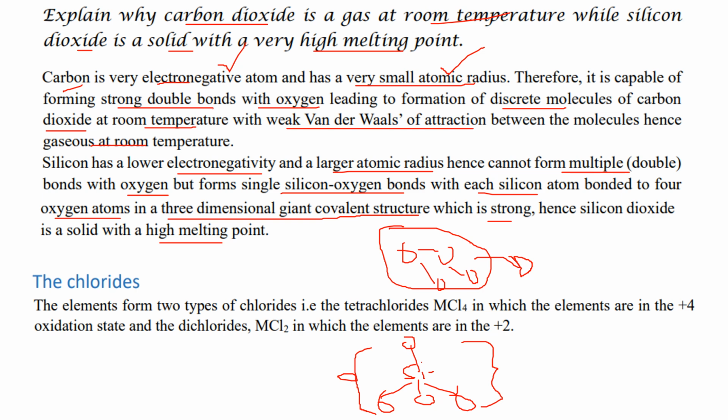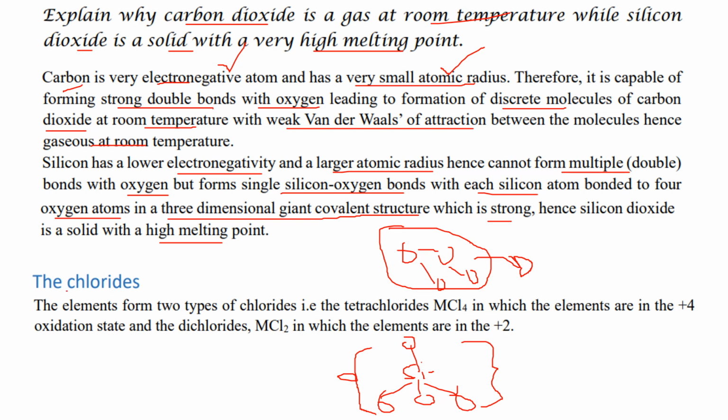The reason why carbon dioxide exists as a gas is because carbon has a small atomic radius and is highly electronegative. Together, they form strong double bonds with oxygen, existing as discrete molecules joined by weak van der Waals forces of attraction. Since the forces of attraction between its molecules are weak, it exists as a gas at room temperature, unlike silicon dioxide.